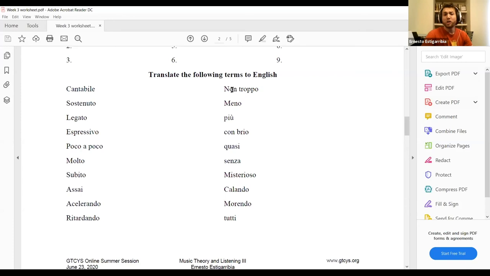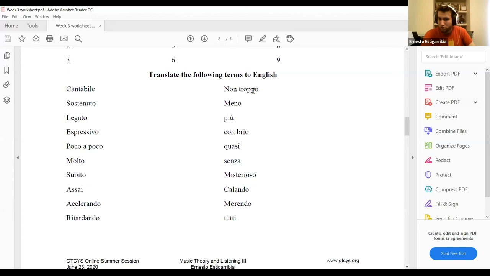Non troppo. This is also great. You see a lot of this. You see allegro non troppo, or moderato, allegro non troppo, or whatever non troppo. Or adagio non troppo. Or andante ma non troppo. Non troppo means but not a lot. Non is not, and troppo means much, so not much. So you'll see allegro ma non troppo means allegro but not so much.